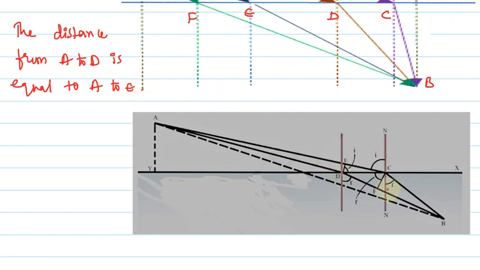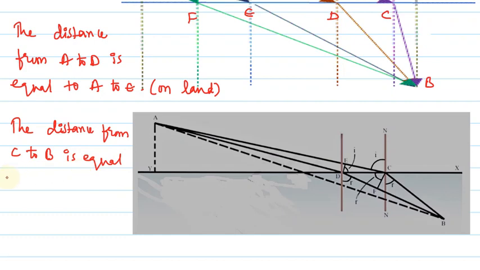In the same way, this is on land, right? On land. In the same way, in water, the distance from C to B is equal to the distance from F to B. This is in water.